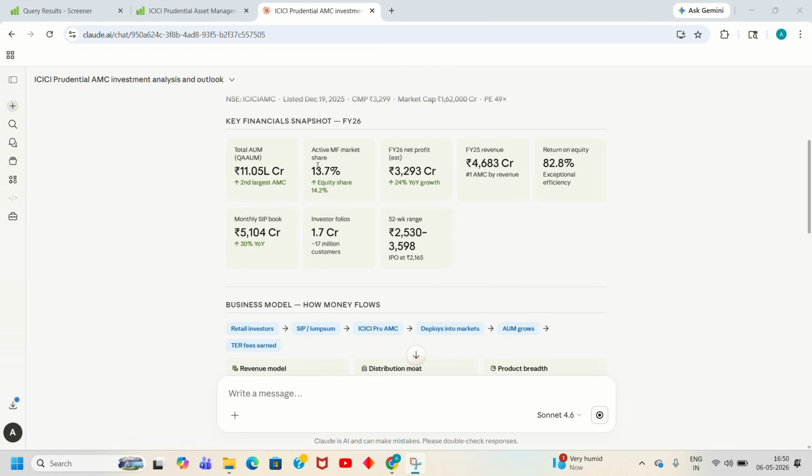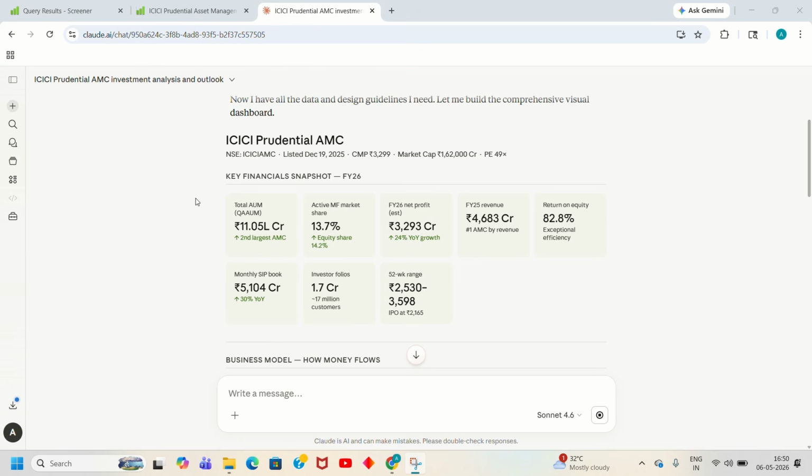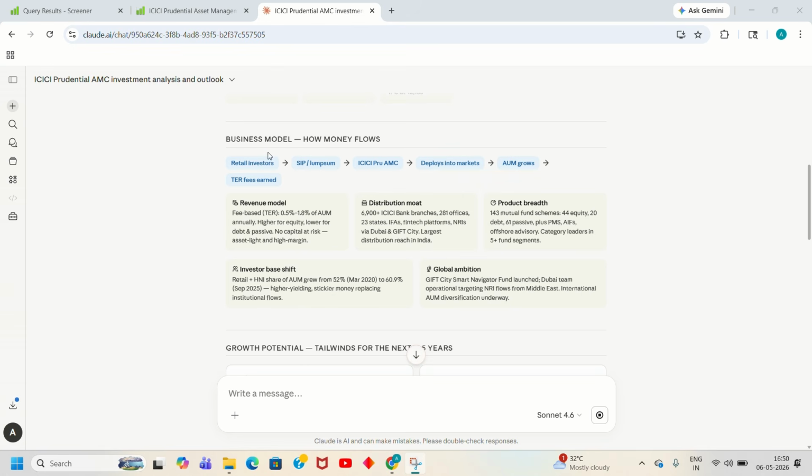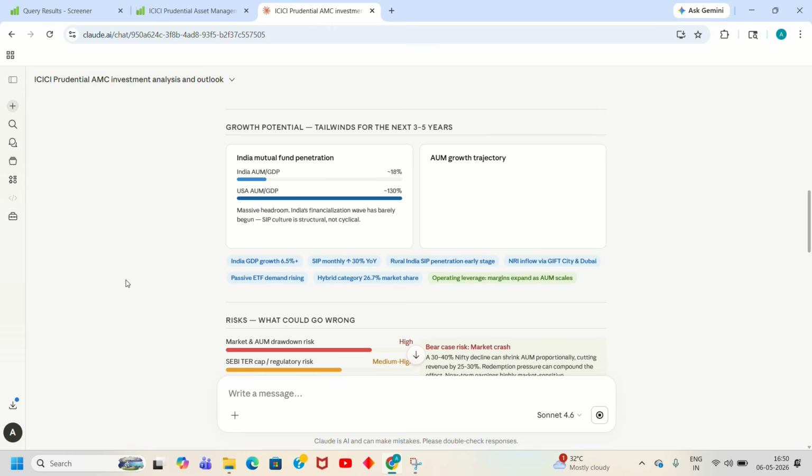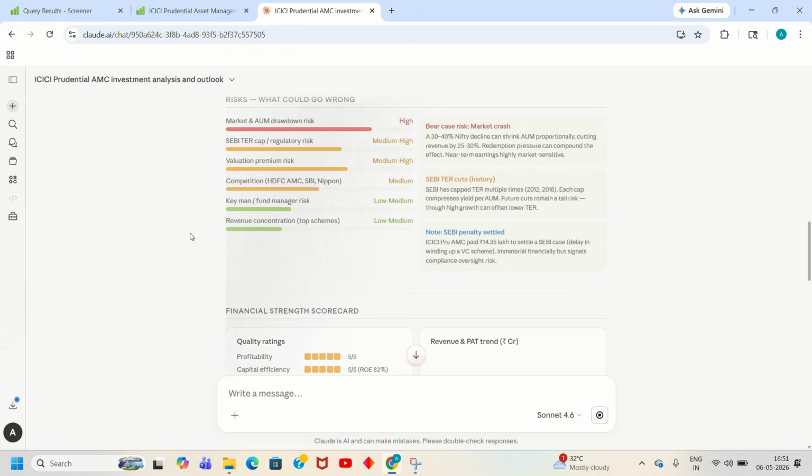So firstly, it has given a key financial snapshot of financial year 26, with net profit at 24% year-on-year growth. Equity share has grown by 14.2%, and it is the second largest AMC. Now there is the business model. As we had entered in the prompt, it has also explained the business model, which is the revenue model, their distribution mode, their product breadth, the investor base shift, and their global ambition, and the growth potential tailwinds from 3 to 5 years, the Indian mutual fund penetration, and US asset under management, and the risks, what could go wrong.